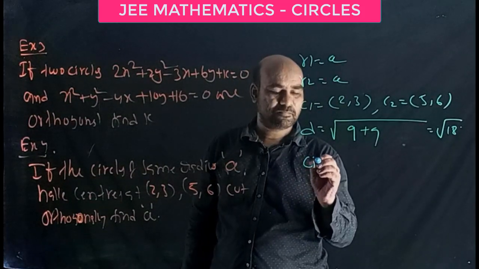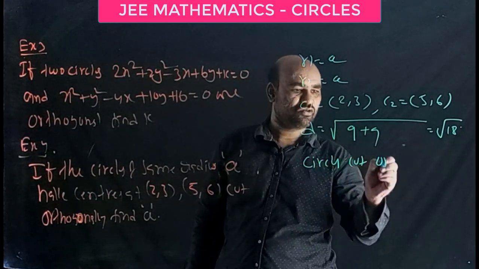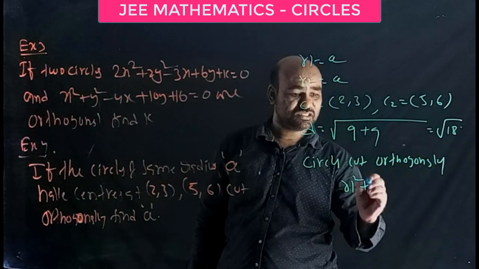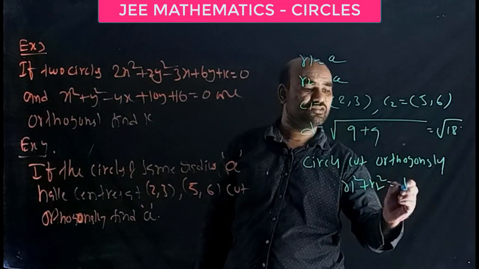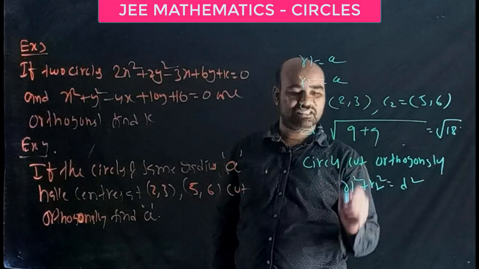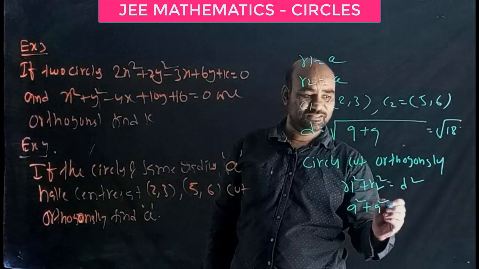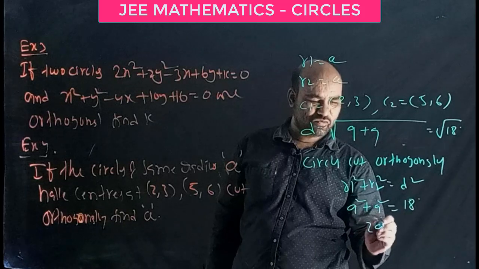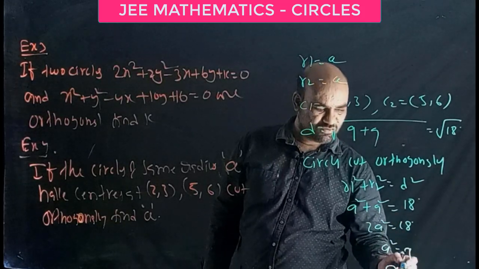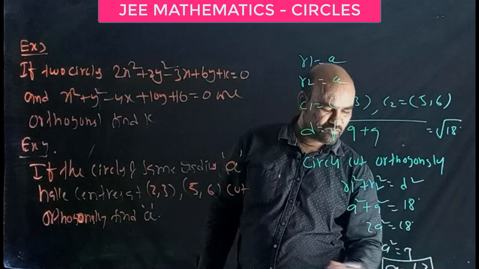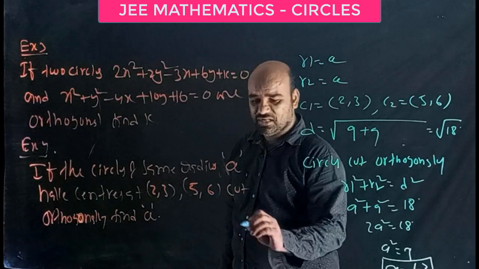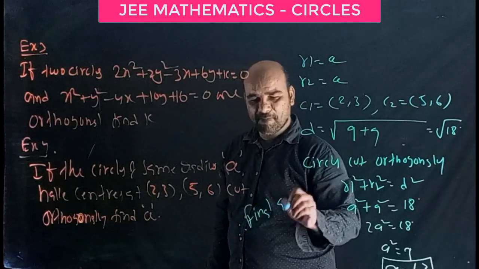Circles cut orthogonally, clearly given, no? What is the condition? R1 square plus R2 square equal to d square. R1 square means a square plus a square, d square means 18. 2a square equal to 18. a square equal to 9. a equal to plus or minus 3. But you can't take minus 3, because that is a radius. Radius, how can you take minus 3? Final a is equal to 3.